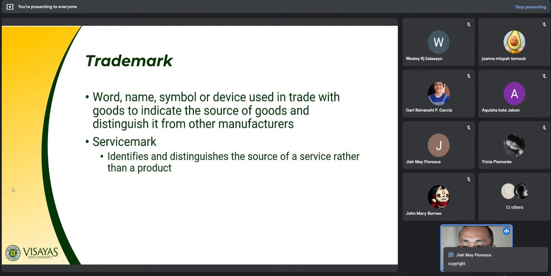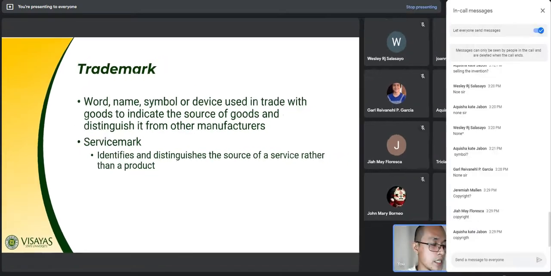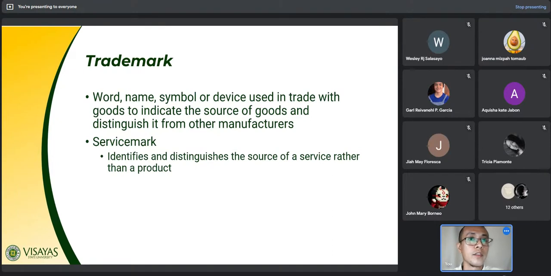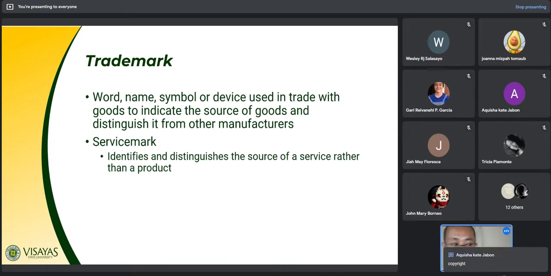Okay, so a movie, class, is a literary work. Therefore, it is protected with? If it is a literary work, that's protected with? Is it patent, trademark, or copyright? Okay, that's copyright. A movie is protected by copyright.